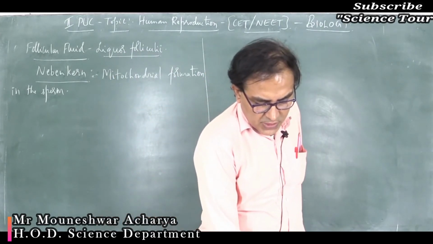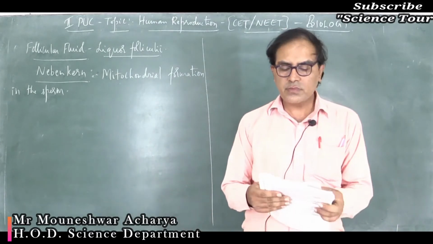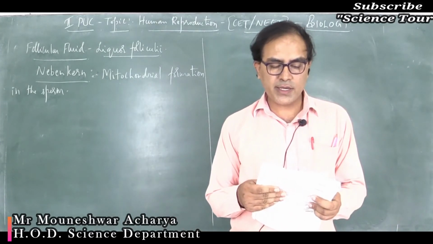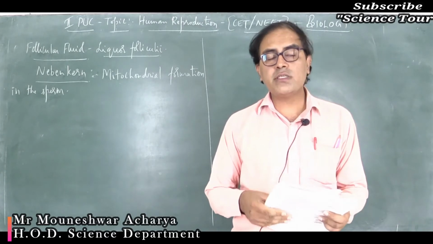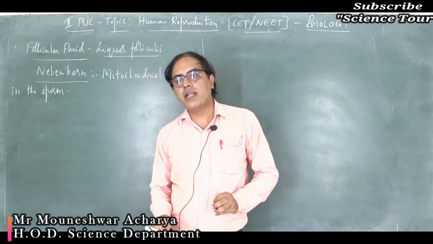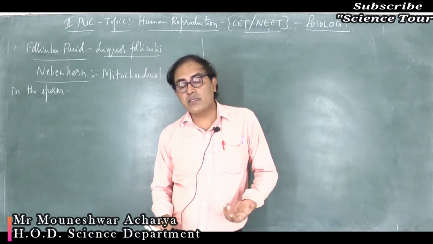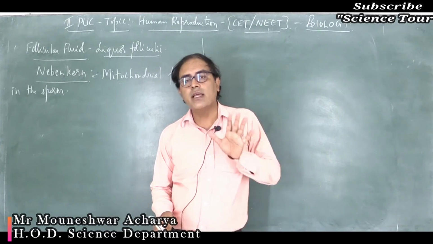Next, what is corpus cardiacum? See the option 2, corpus cardiacum. So this is a type of endocrine gland. It is found in insects, not in mammals. Corpus luteum is found in mammals, but corpus cardiacum in insects.